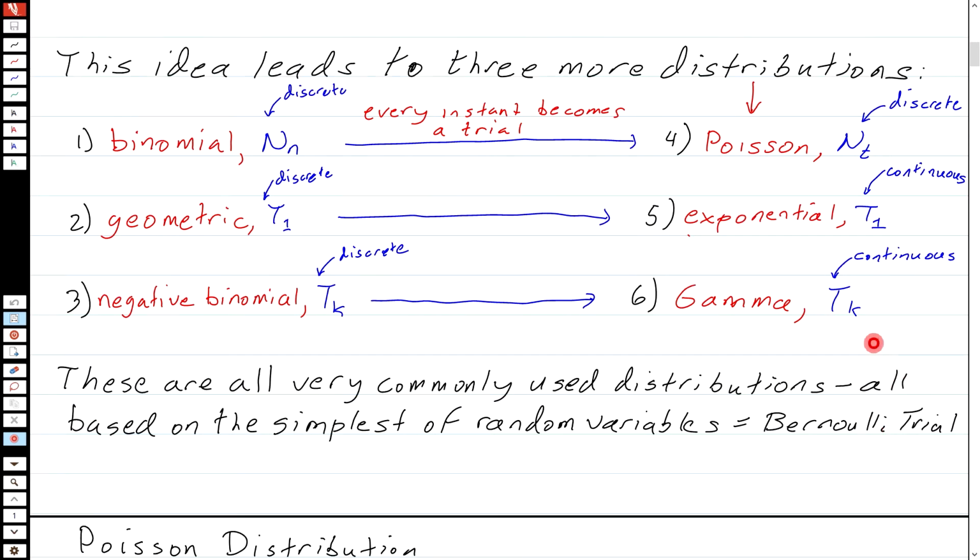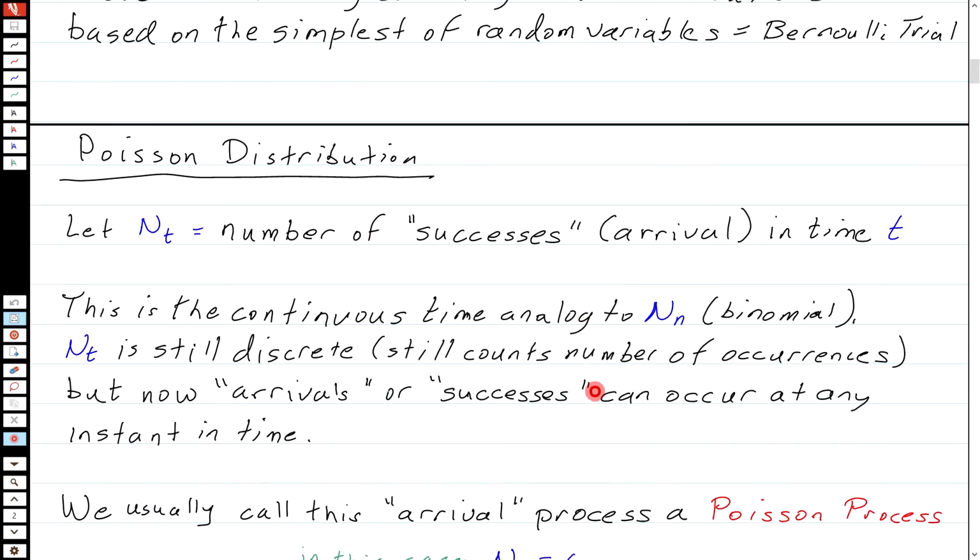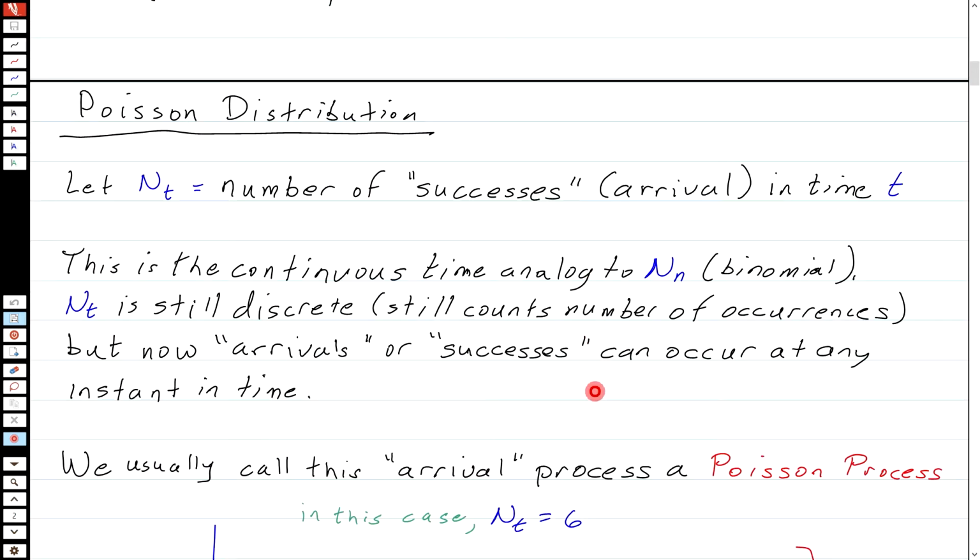All of these distributions, all 6 of them, are based on this idea of that simple random variable Bernoulli trial. Let's first of all talk about the Poisson distribution, and let N_t be the number of successes or arrivals in time interval t. This is, as I mentioned, the continuous time analog to N_n. So N_n is measuring time in number of trials, whereas N_t is measuring time in actual time.